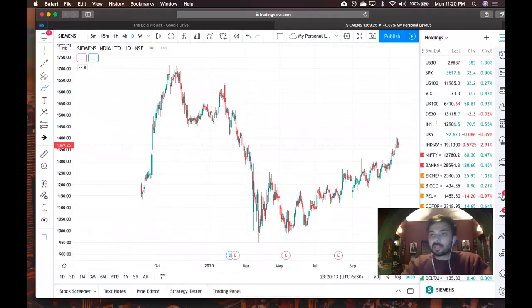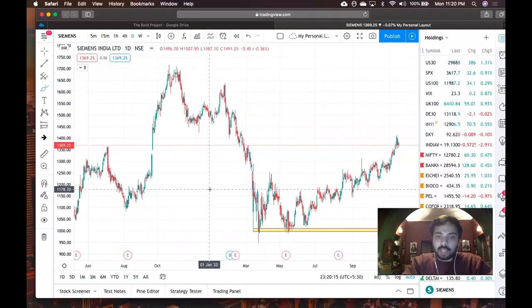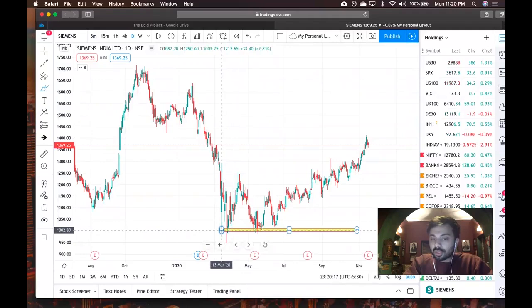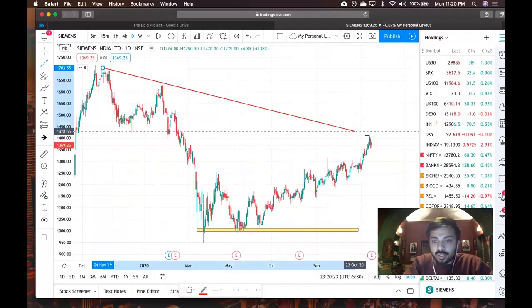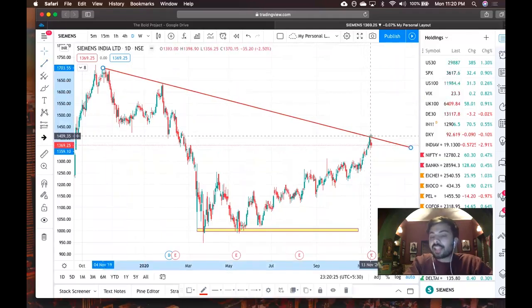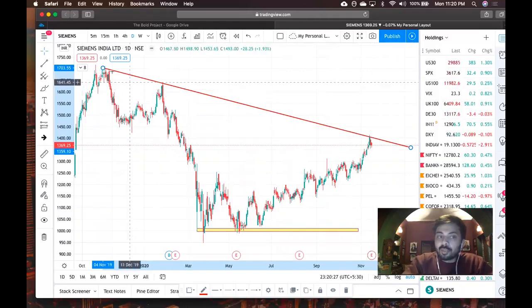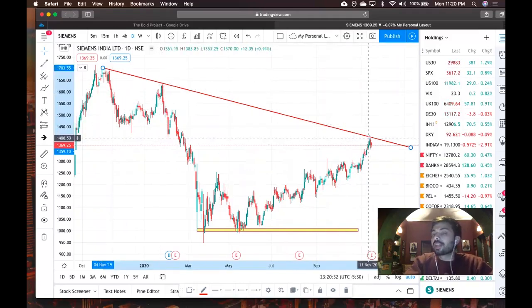Look at the chart of Siemens India. Okay, I've already drawn a level. It's my support, the support over here. Can I draw some trend lines? Yes, you can. You can see if you connect these highs with these highs, automatically you can see that the highs over here are also connected. Why? Because a trend line resistance was coming in and automatically you can see the price stopped here.